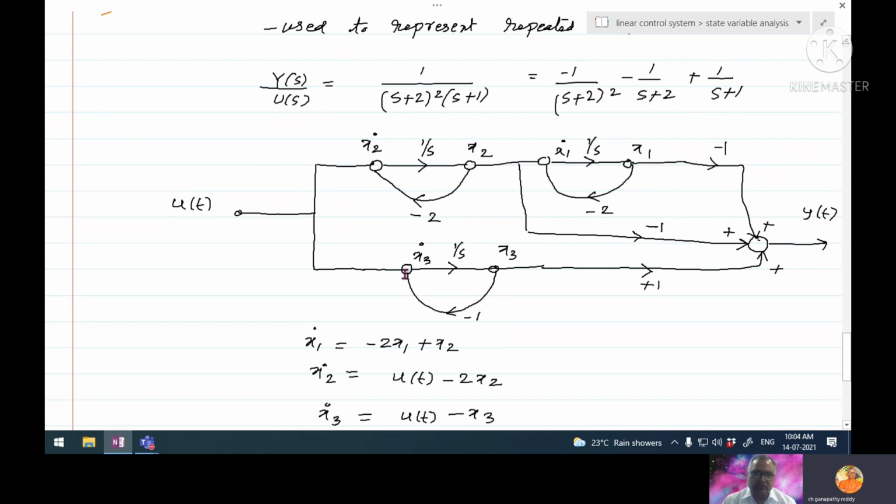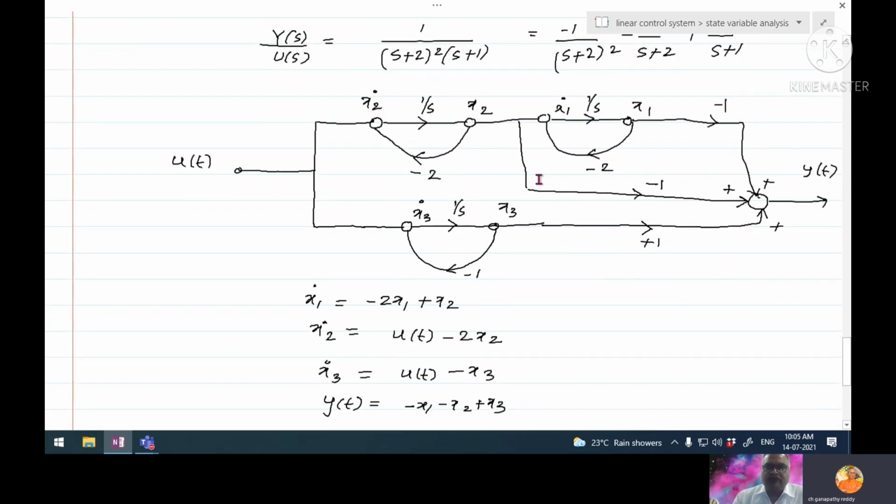This is 1 by s plus 1. Numerator plus 1 multiplied with plus 1 is added here. Here the coefficient in numerator is minus 1, and here the coefficient in numerator is minus 1. So minus 1 plus 1. This is 1 by s plus 2, multiplied by 1 by (s plus 2) square, then minus 1. So the first term will come like this, second term like this, third term like this. So this output will contain all three additions.